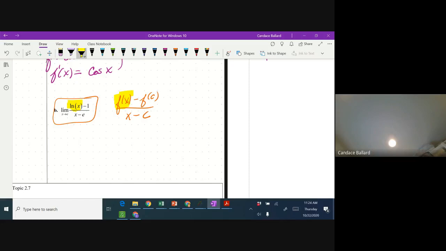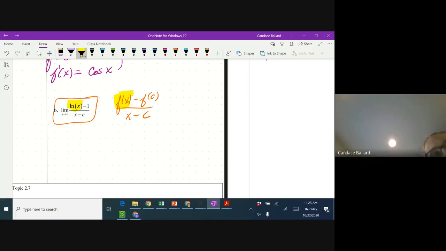Okay. Now that we know that the function is natural log of x, what is my c value? Tell me in the chat. It looks weird. It's a weird looking number. Compare where the c is in the denominator of the formula to the denominator in the problem. So what's my c value? All right, you guys are looking in the right place. I'm seeing some going back between positive e and negative e.